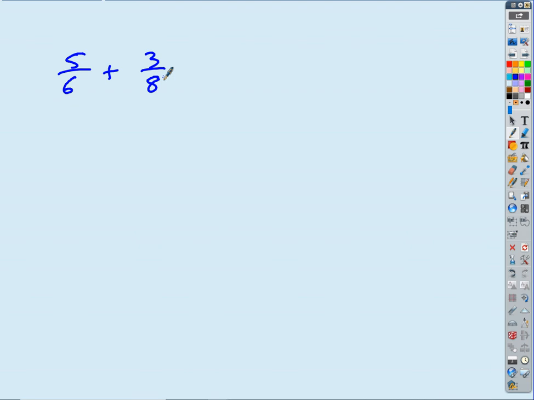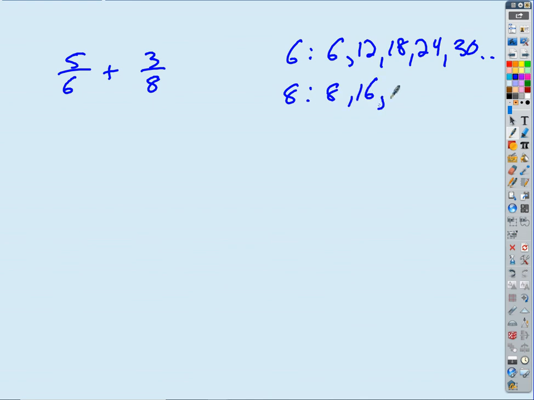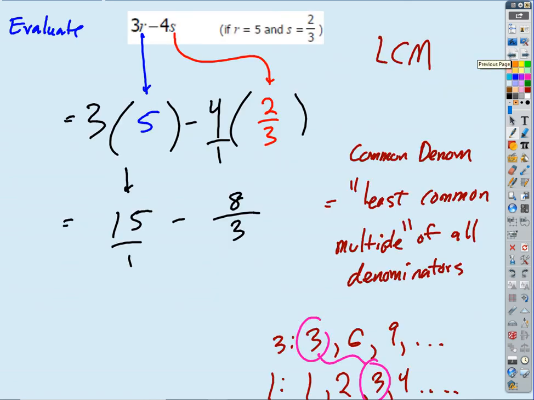24. Yeah. Right? And we could see that if we made a list out of the multiples. The multiples of 6 would be 6, 12, 18, 24, 30. The multiples of 8 would be 8, 16, 24, 32. And once again, we'd see that 24 is the first common one we get to, right? Okay? So then, back to our problem here.